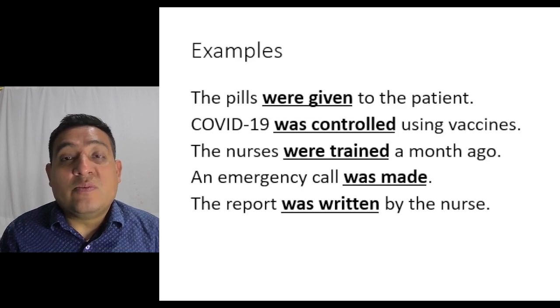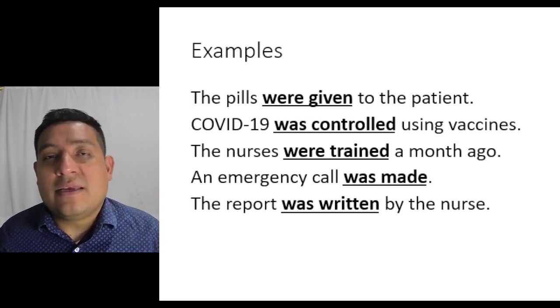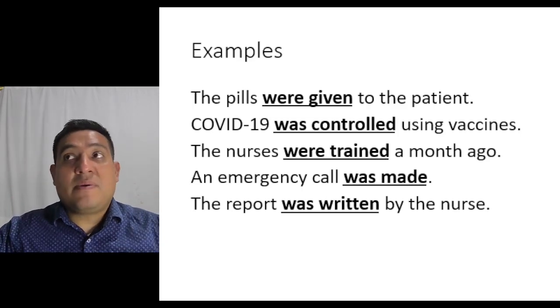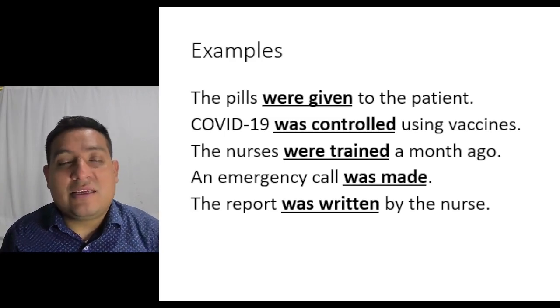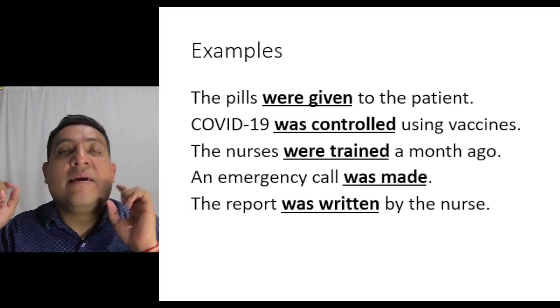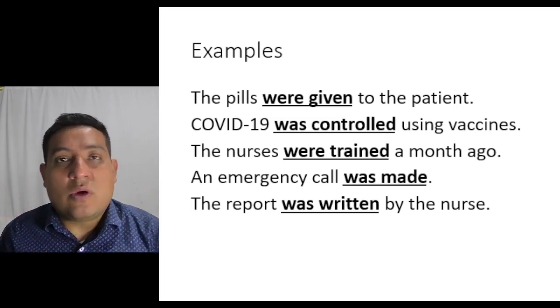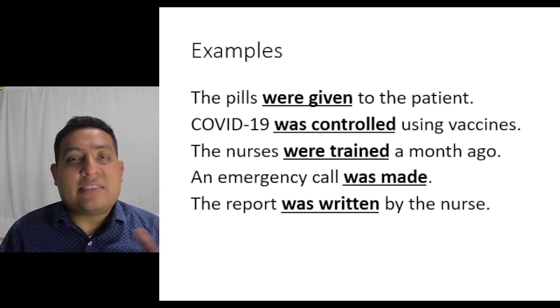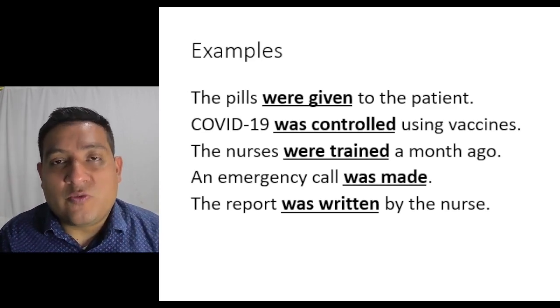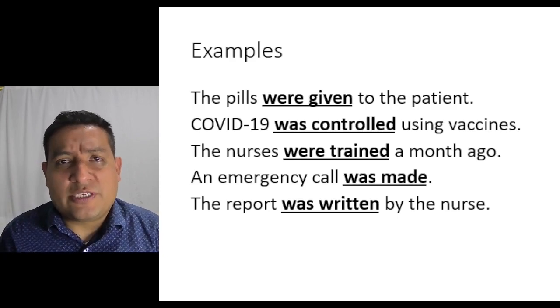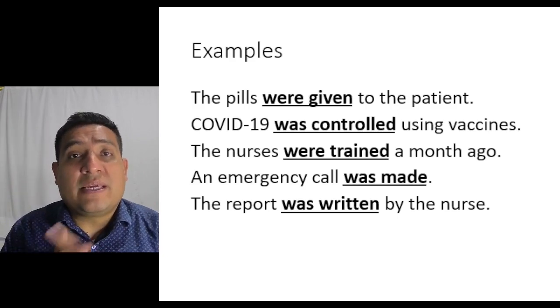Next example, an emergency call was made. Who made the call? Maybe a man, maybe a boy, maybe a child. So we would say a child made a phone call, an emergency call. But that's not important. Here what we are focusing on is on the passive. So we would say an emergency call was made.